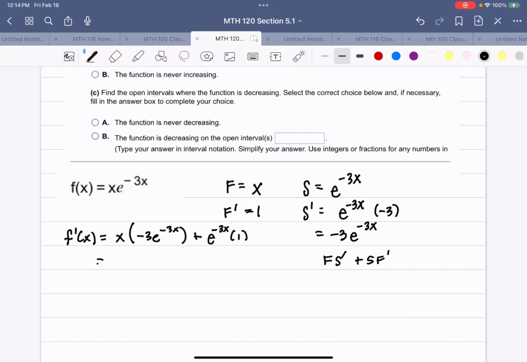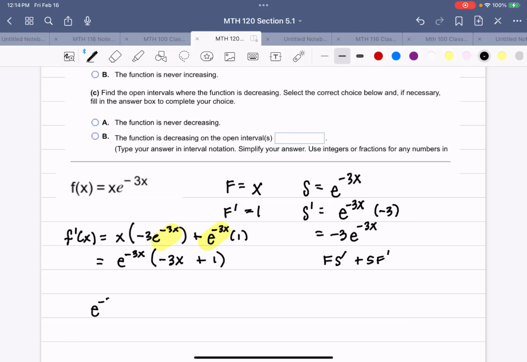And the first thing I notice is that both of these have an e to the negative 3x. So I'm going to factor that out so it'll be easier to work with. E to the negative 3x is taken out, so I have a negative 3 and an x, and here I have a plus 1. So my derivative is e to the negative 3x times negative 3x plus 1.